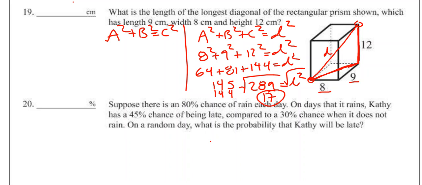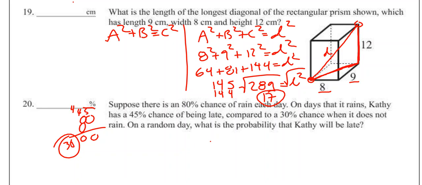All right, last one. Suppose there's an 80% chance of rain each day, and on days that it rains, Kathy has a 45% chance of being late. So what are the chances? I have to multiply those together. So we are going to go 80 times 45. So 8 times 5 is going to be 40. Carry the 4. 8 times 4 is 32, plus 4 is 36. So 36% of the time she's going to be late because it is raining.